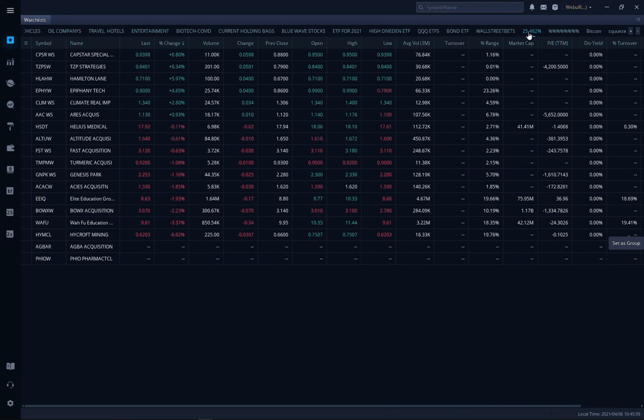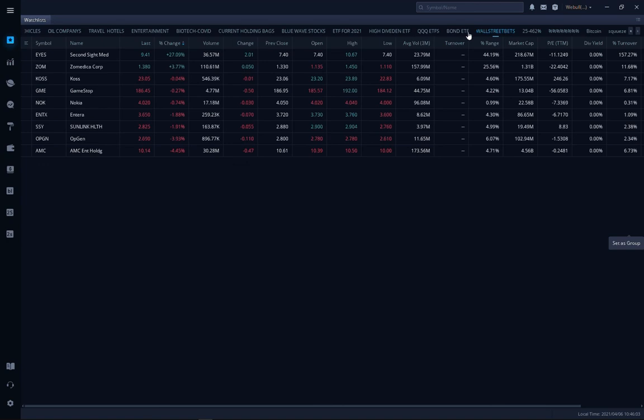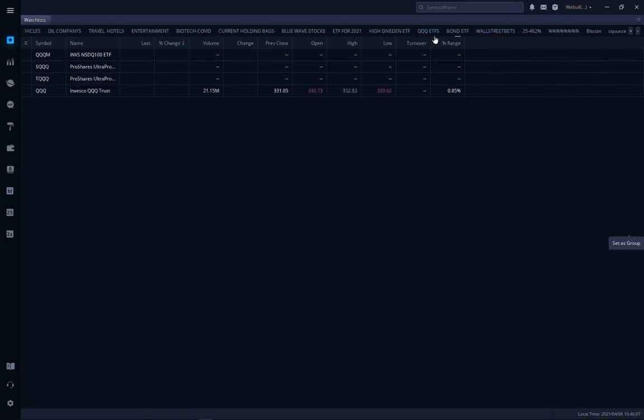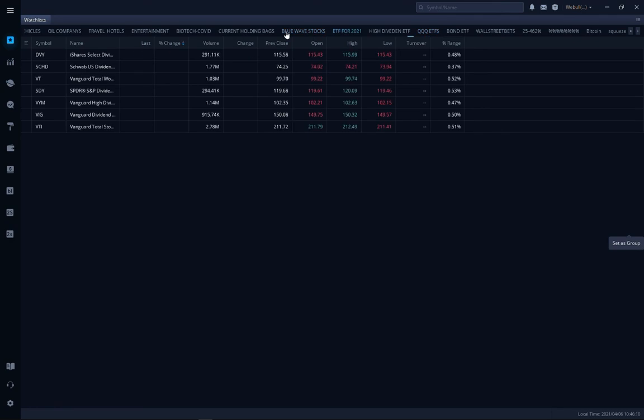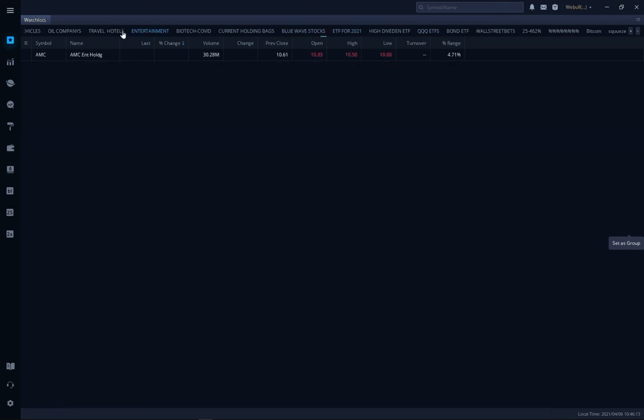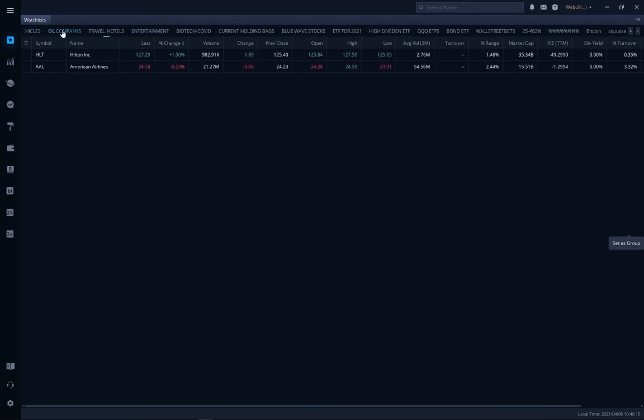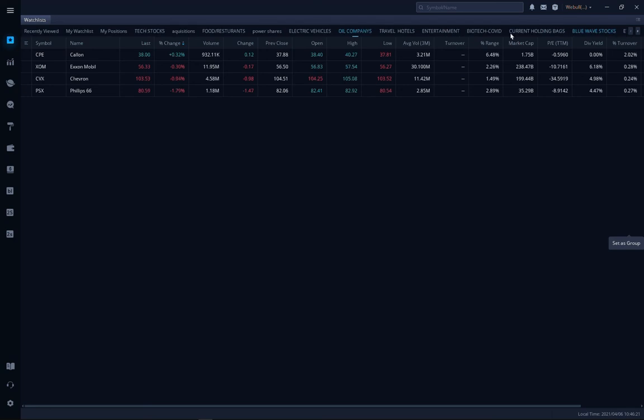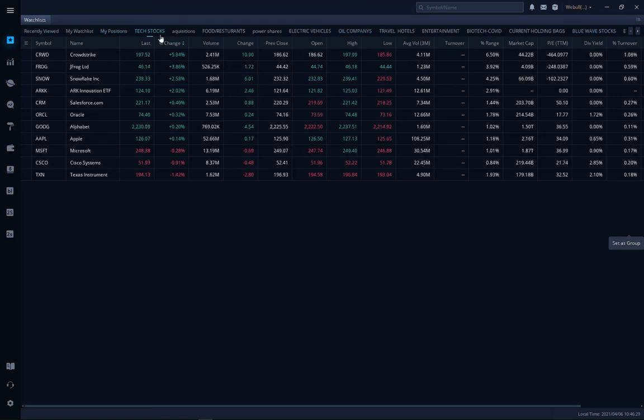Wall Street Bets, I got bonds, triple Qs, ETFs, entertainment you can put on here, hotels, oil, so you can set several for different industries, whatever you have, what you're currently holding, hotels, food, positions, tech stocks. Viewed is always a good default go-to one, and then you can just basically look at your watch list and see who's doing good today.